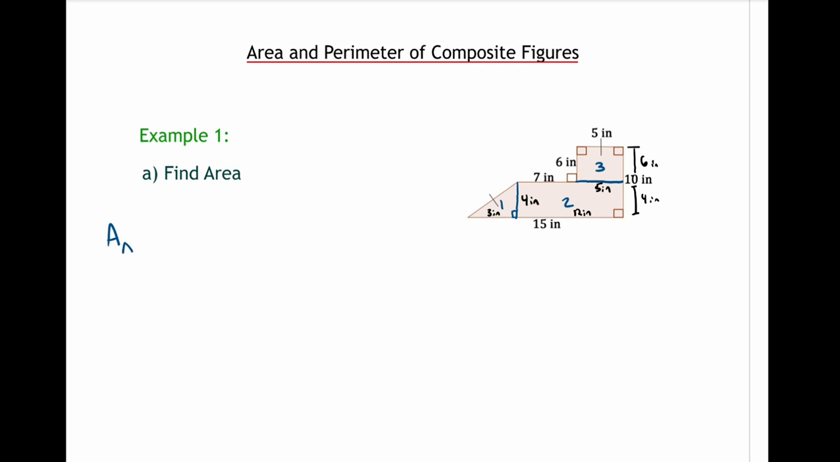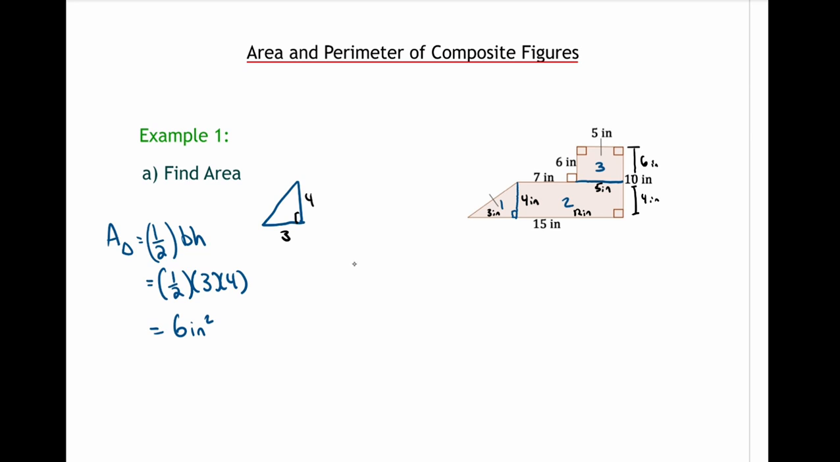So the area of my triangle is 1/2 base times height. Let's draw it with our key information. It was 3 inches and 4 inches. So 1/2 times 3 times 4, which works out to 6 inches squared.